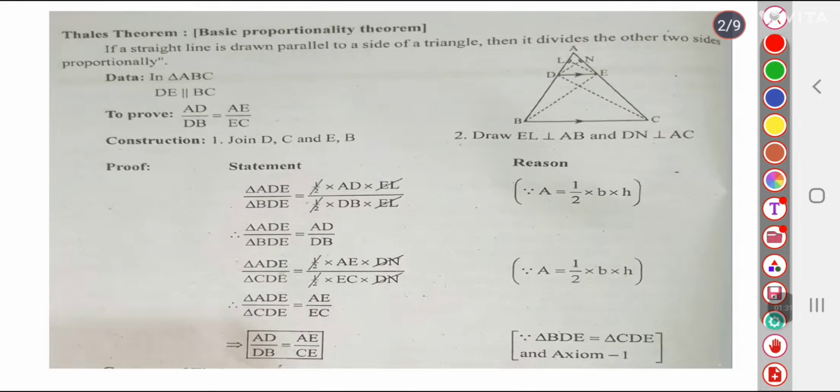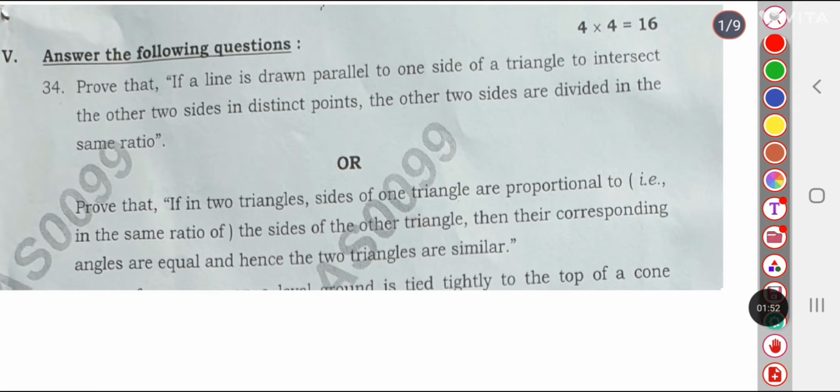Just see the theorem. I have given you an easy method. Two theorems I'll give you, but I am not going to explain them. I'll explain them in other videos. Our question: prove that if in two triangles, sides of one triangle are proportional to the sides of the other triangle, then their corresponding angles are equal and hence the two triangles are similar.